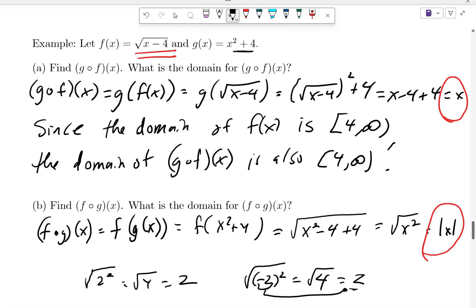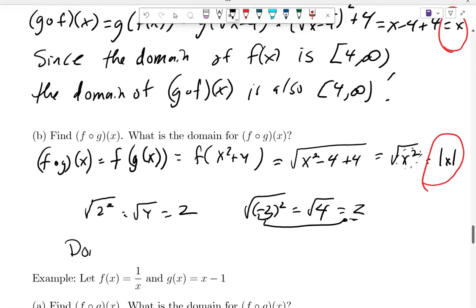G of x has no problems. That's one of the reasons why it doesn't change. All right, so the domain of f of x is 4 to infinity. I have no problems with my g of x function, but I don't magically get no problems overall, even though the square root and the square cancel. Do I have the same problem here? Well, notice under the radical, do I get any negatives under the radical here? No, because I'm squaring the x value, whatever we plug in. I don't get any negatives. So in this case, the domain's going to be all real numbers.